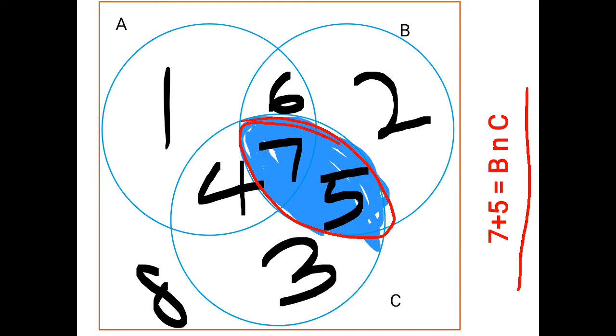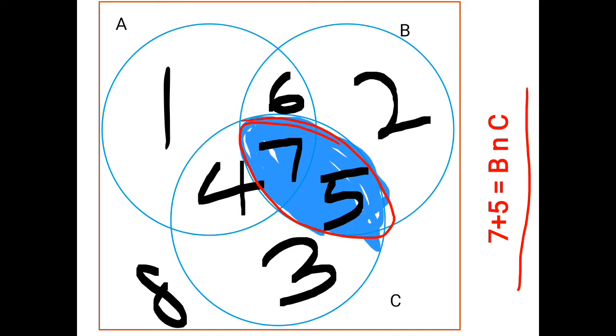B intersection C. If I am reading, I will see something like B and C. Mind the words I'm using very well. B and C. B intersection C. That is mathematically. If I am reading or saying it, I will say B and C. How do I know that A is not included? How do I know that these selected regions are B intersection C and not B intersection C intersection A, or B intersection A, or A intersection C?